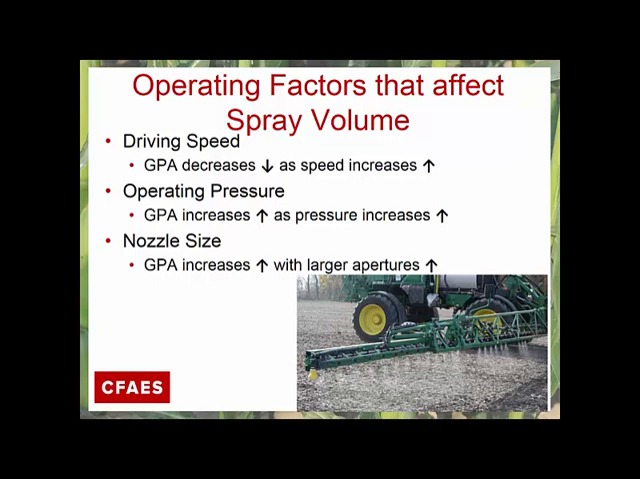With operating pressure, when you increase the operating pressure, the GPA is also going to go up. With nozzle size, when you increase your nozzle size, naturally your gallons per acre are also going to go up with the larger aperture size. Don't be surprised if you see questions like this on your core exam.